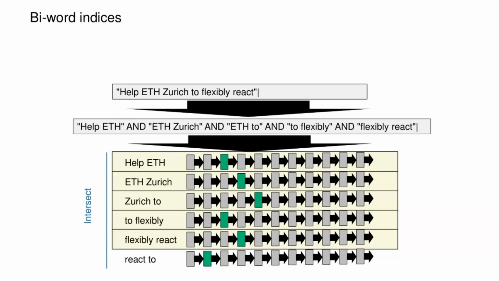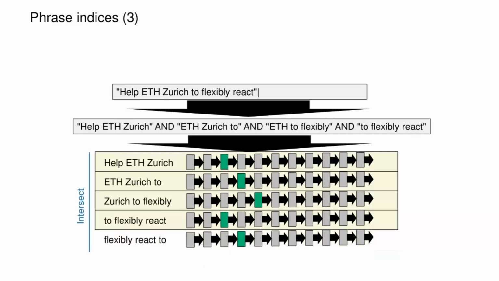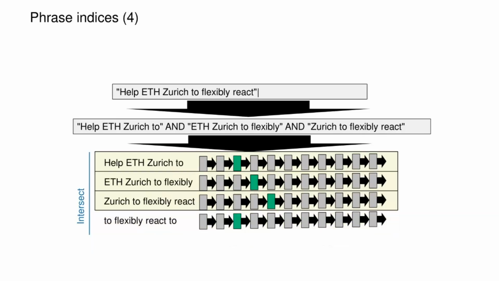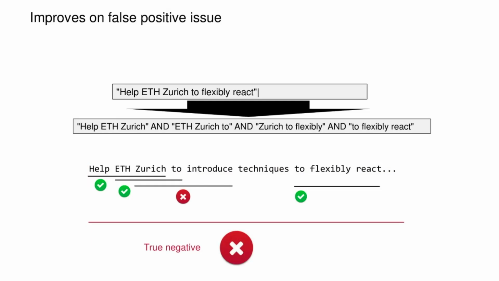So if I go back to our example here, now let me stretch the window, not 2, but 3. Now I have help ETH Zurich, ETH Zurich to, and so on. So this is going to be tighter, because we are going to be more precise here. And we just need to intersect exactly in the same way, but now we have triplets of words. And now we got rid of this false positive. Now it's a true negative, because that document is going to be rejected. It's rejected because we don't have Zurich to flexibly. Now we have Zurich to introduce, but not Zurich to flexibly. So this document is no longer returned.